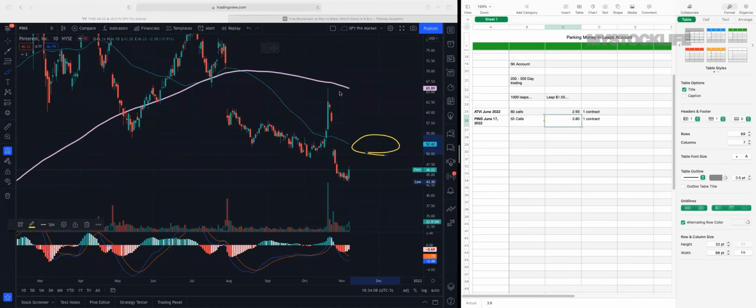PINS was just trading at 60 or more, like 62.50, not too long ago on PayPal news. All right.